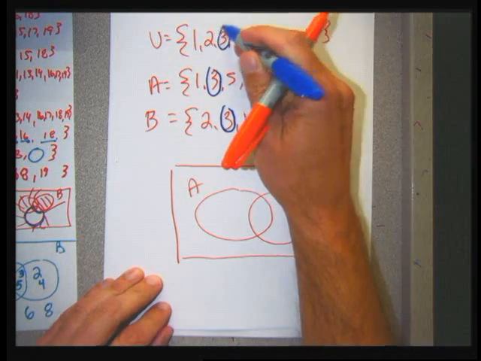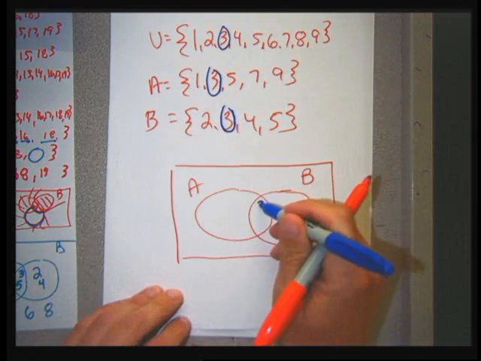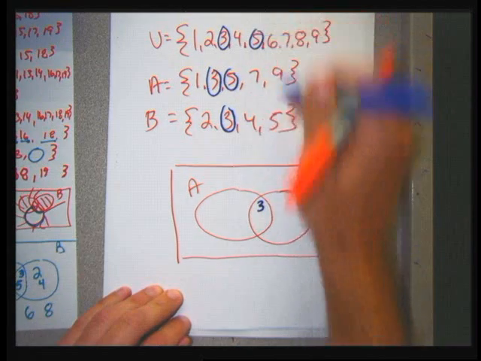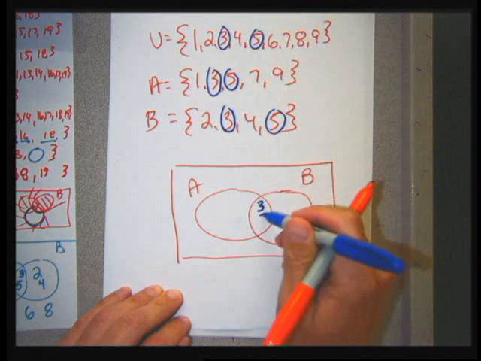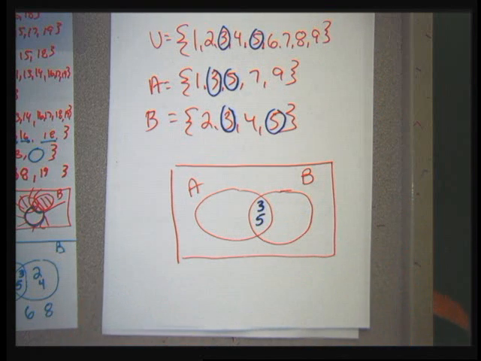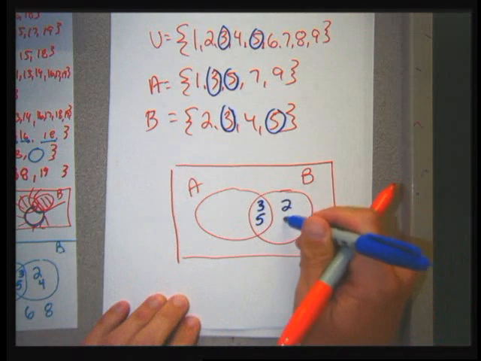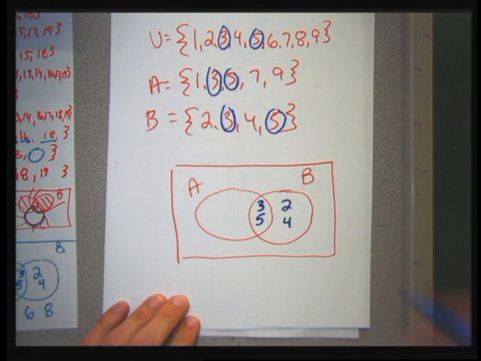I'm going to put that dead center. A and B also have 5 in common. So I'm going to put that in the overlapping regions of the circles. So I've taken care of the 3 and the 5. I still have more elements to plug in. I'm going to fill in the rest of A and the rest of B. B still needs to have 2 and 4. 2 and 4 are inside the B circle but not in the overlapping section.